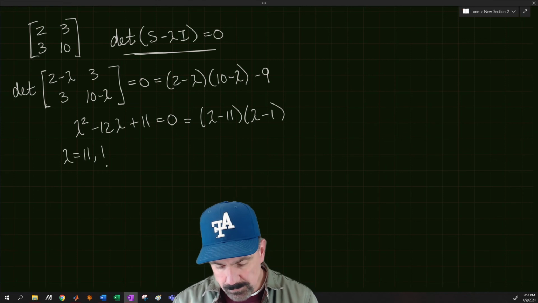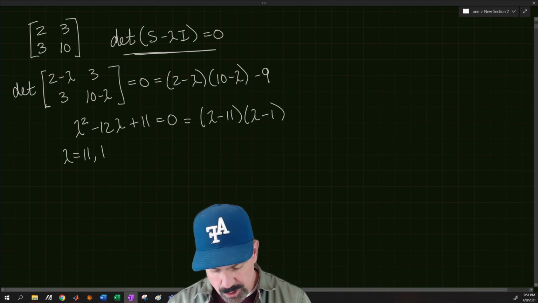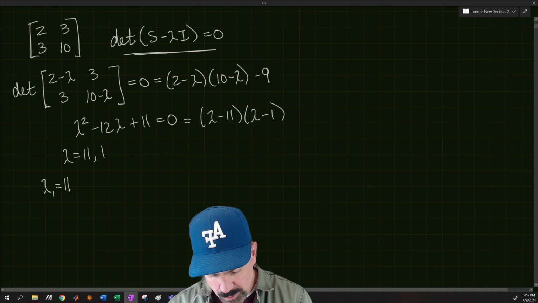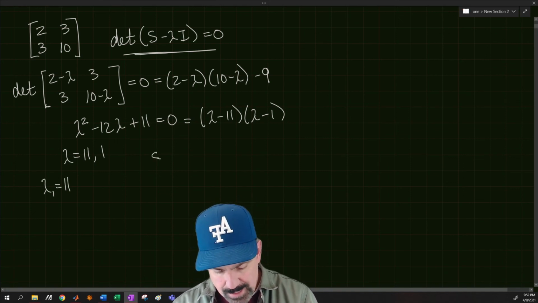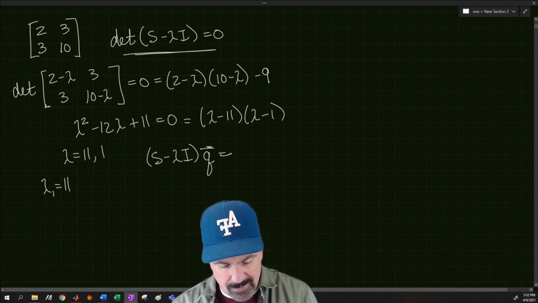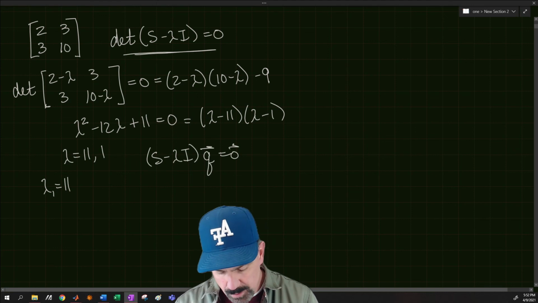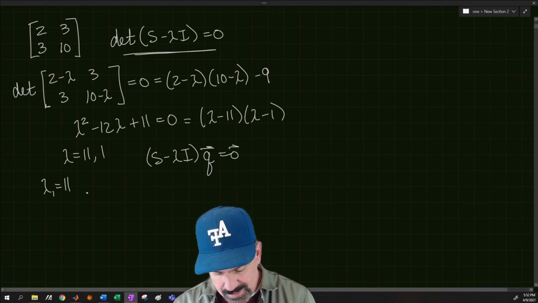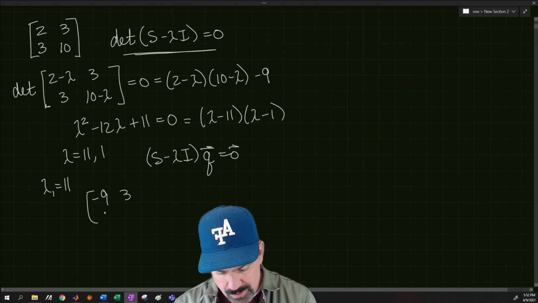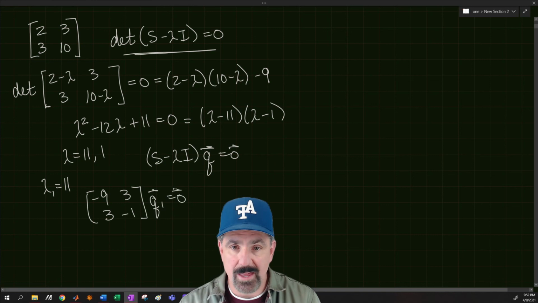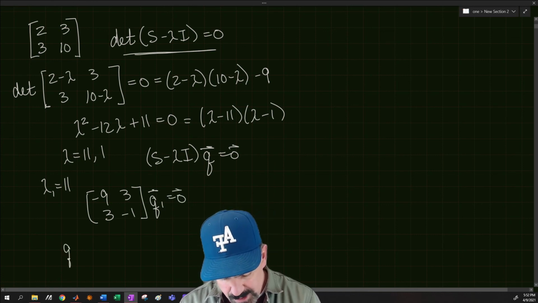So if we go back and take a look at our original equation, then let lambda 1 be equal to 11. We're going to use S minus lambda times I, multiplied times the eigenvector, equals 0. So when I subtract 11 off of the main diagonal, I have a minus 9 and a 3 and a 3 and a 10 minus 11, which is a negative 1. And we can see very clearly that we're going to end up with an eigenvector here. In this case, Q1 is going to be equal to 1, 3.